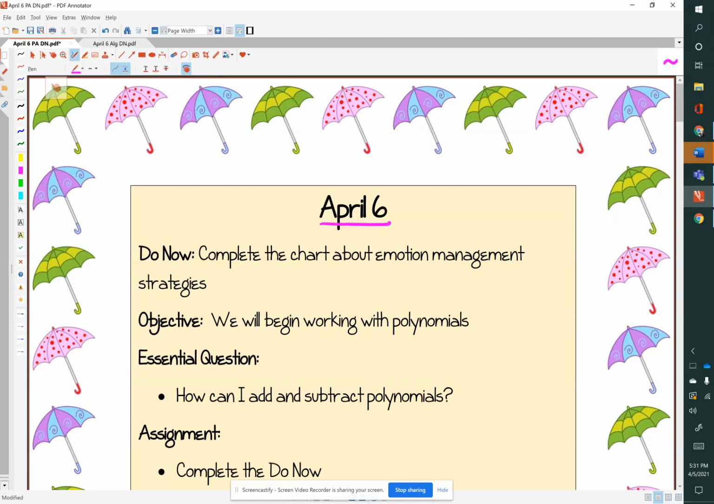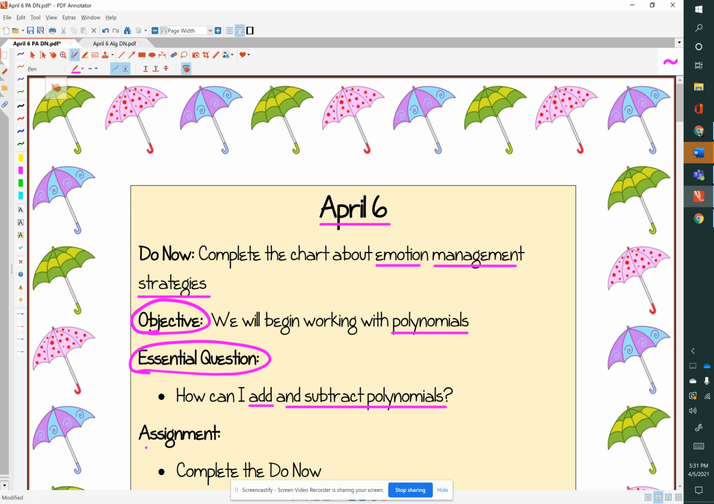It is April 6th, and we're going to start with a do now chart about emotion management strategies. We've done a lot with that this year. Our objective, of course, will be something new. We're going to begin working with polynomials. And our essential question is, how can I add and subtract polynomials?